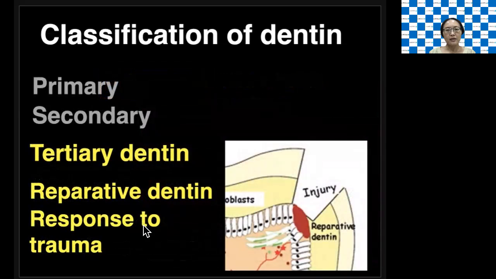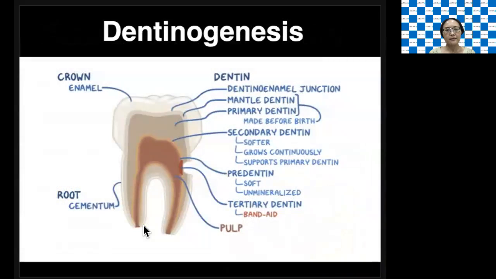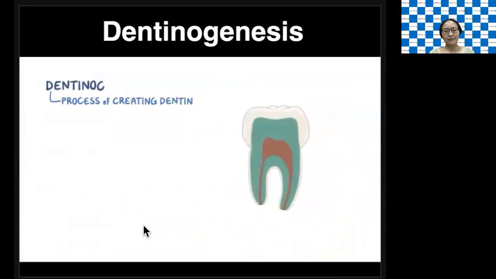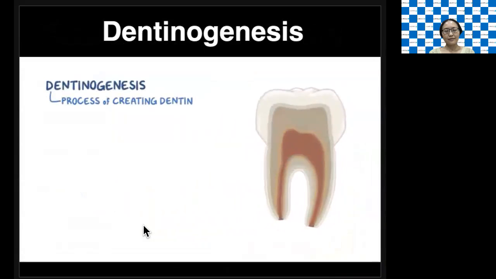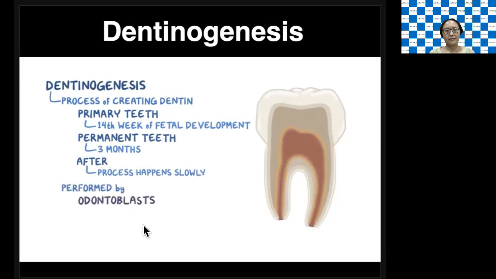Let's see more detail about dentinogenesis. The process of creating dentin is called dentinogenesis. For primary teeth, it mostly happens around the 14th week of fetal development. And for permanent teeth, it mostly happens when an infant is about 3 months old. After that, the process continues to happen, but at a very slow pace. Dentinogenesis is performed by odontoblasts, and it's done from the outside inwards.